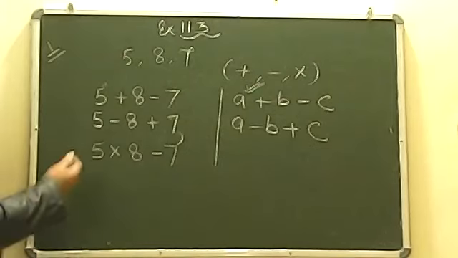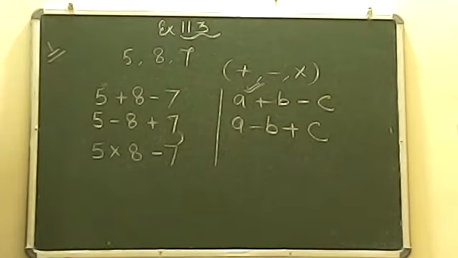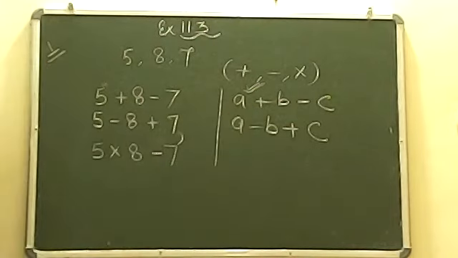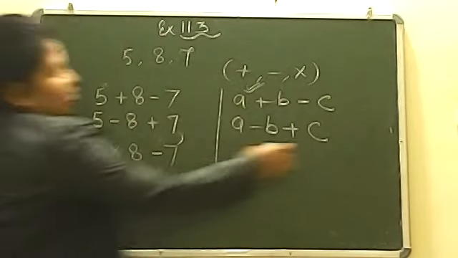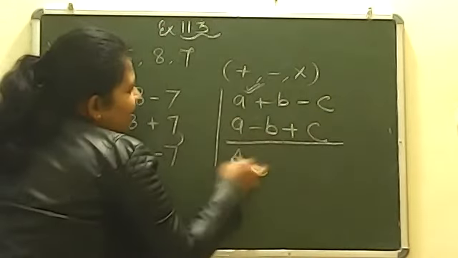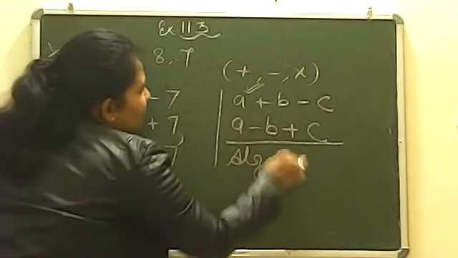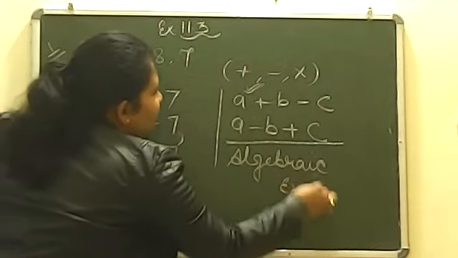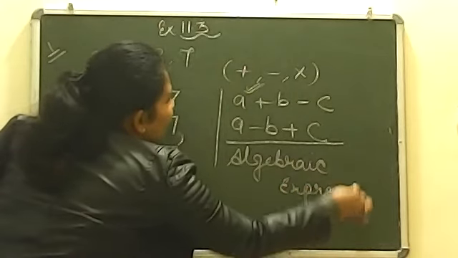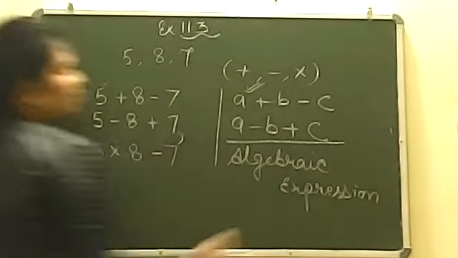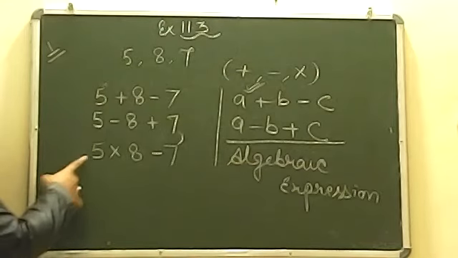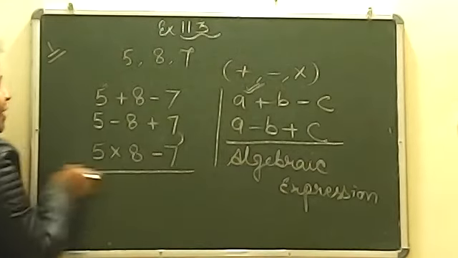But here we don't know what to add, what to subtract. Here we only know A, B, C, और ABC क्या है? We don't know. So that is why this is called an algebraic expression. Remember, algebraic expressions, because here we are using variables also. ठीक है? But this is not an algebraic expression because यहाँ पर we don't have variables.